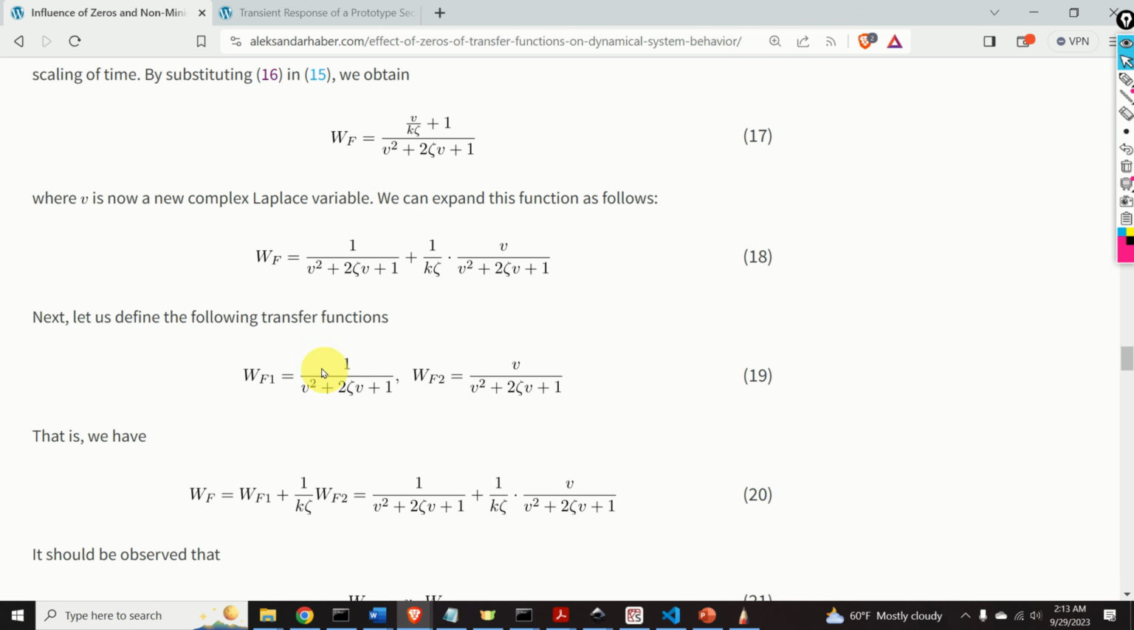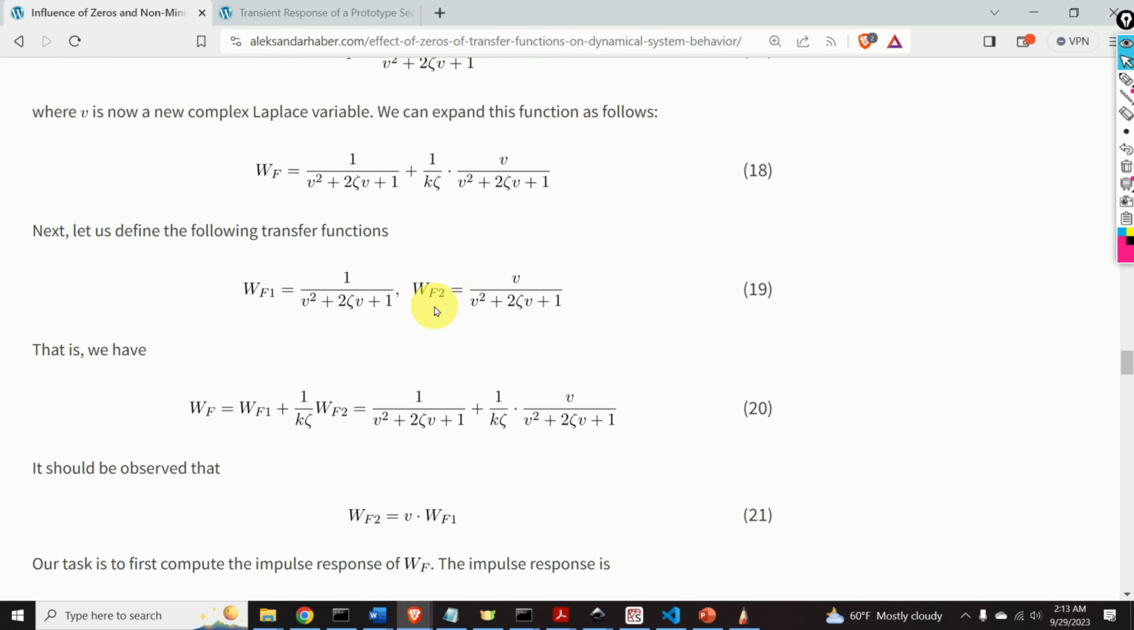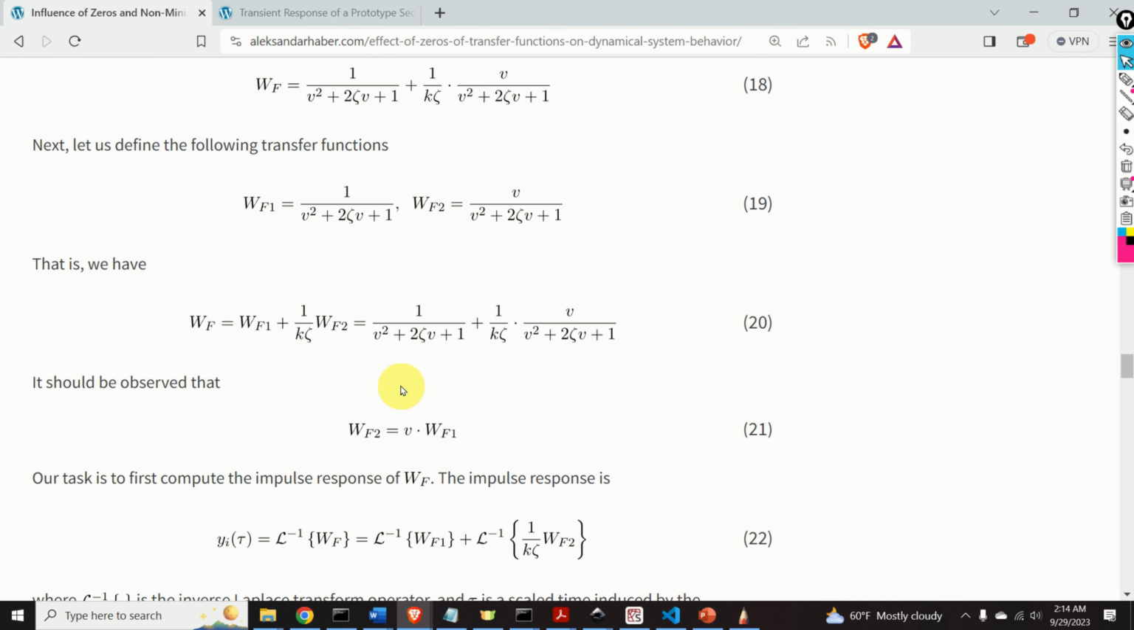Next, let's define these two transfer functions, wf1 and wf2. By substituting these two transfer functions in this expression, we obtain the expression for wf. wf looks like this, and over here it should be observed that wf2 is v times wf1. Our task is to first compute the impulse response of wf.